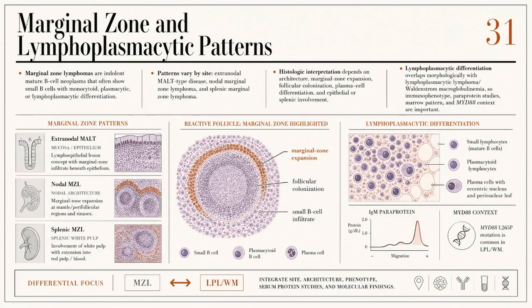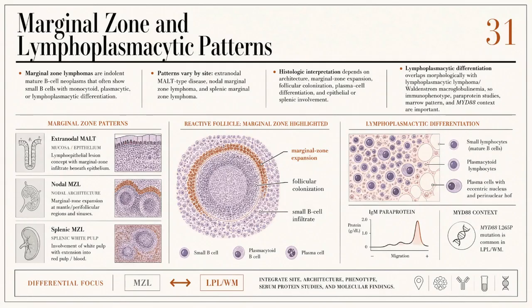The MYD88 L265P mutation is highly prevalent in lymphoplasmacytic lymphoma and serves as a critical molecular marker. Its detection through molecular assays provides a powerful tool to differentiate LPL from MZL, which typically lacks this mutation. From a histotechnology perspective, this diagnostic challenge underscores the importance of meticulous specimen triage and processing.